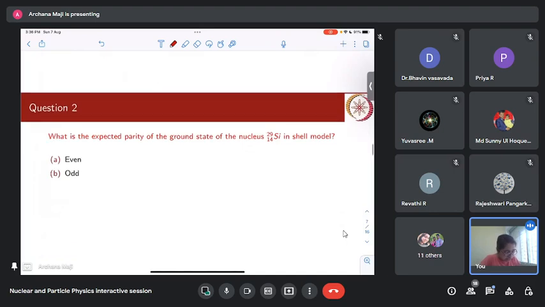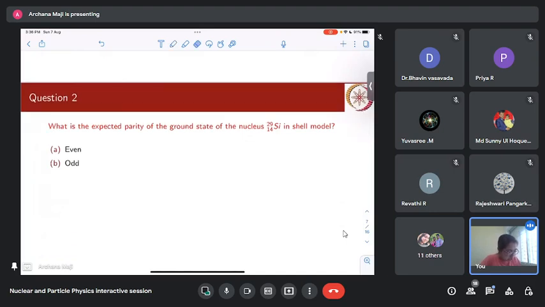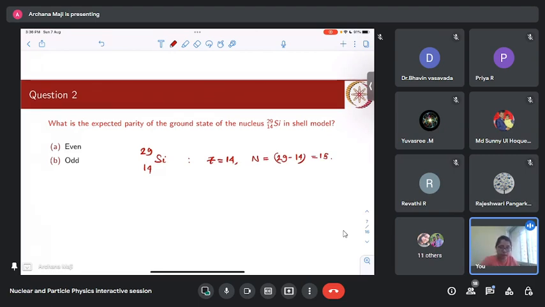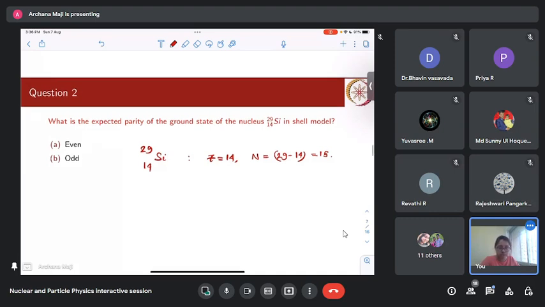What is the expected parity of the ground state of this nucleus? Now you should be telling me here. Okay, so for silicon, Z is 14 and neutron number is 15. So in order to answer this question within this nuclear shell model, which particular nucleon are we supposed to consider? Proton or neutron?